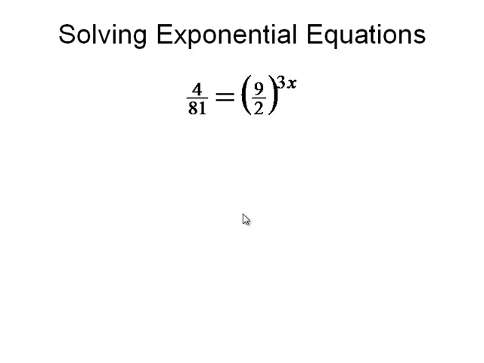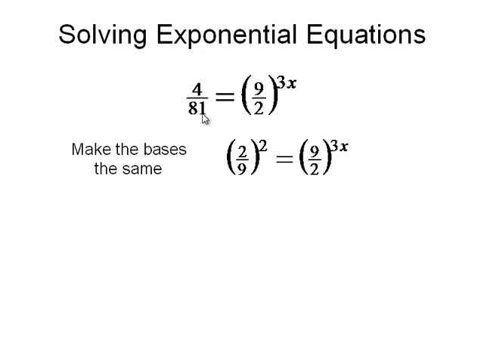Okay, suppose you have something like 4 over 81 is equal to 9 over 2 to the 3x power. Again, we need our bases to be the same. So if you change 4 to 2 squared and 81 to 9 squared, you have 2 ninths squared, because 4 is 2 squared and 81 is 9 squared. So now we have 2 ninths squared and 9 halves to the 3x.